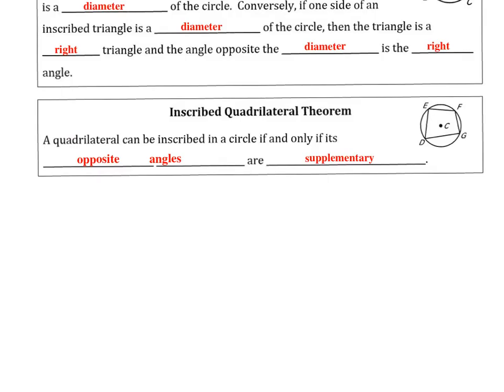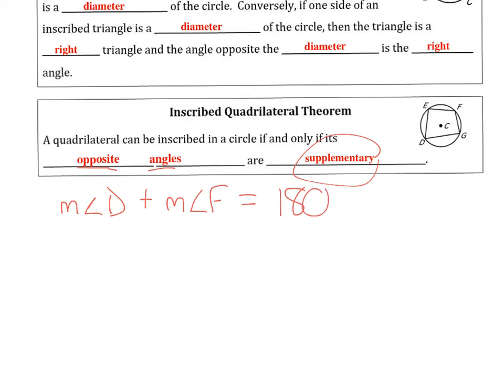So in this case, I'm saying that those opposite angles, like for example, angle D and angle F, together they're going to add up to 180. So that works for angle D and angle F. It also works for, obviously, angle E and angle G. They would both be considered opposite angles in my quadrilateral.